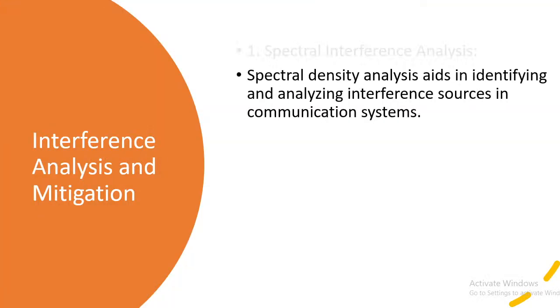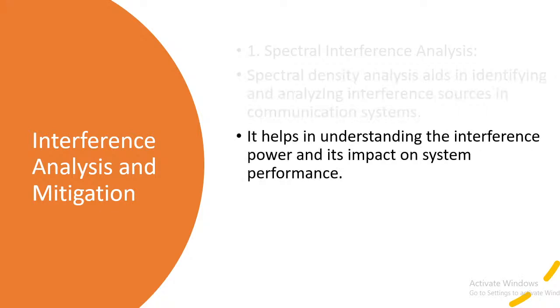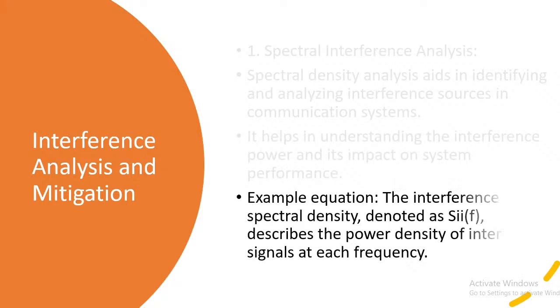Interference analysis and mitigation. Spectral density analysis aids in identifying and analyzing interference sources in communication systems. Helps in understanding the interference power and its importance on system performance. Next. This is given by the interference spectral density, which is S_II(f). II is the subscript.